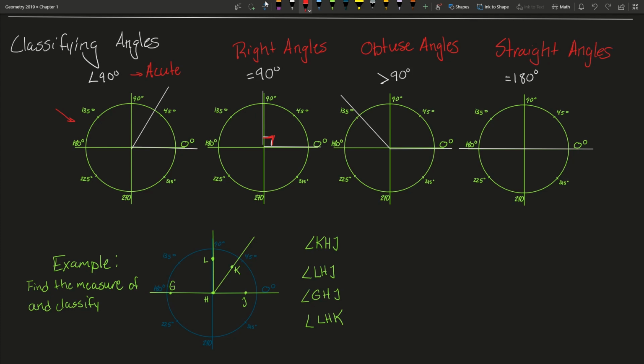So for example, if we want to find the measure and classify the following angles, we can do so with these measures and these names. So angle KHJ, that measure looks to be about 50 degrees. 50 degrees is less than 90 degrees, so this is an acute angle. The next angle is LHJ, which goes through 90 degrees, which means it is a right angle.